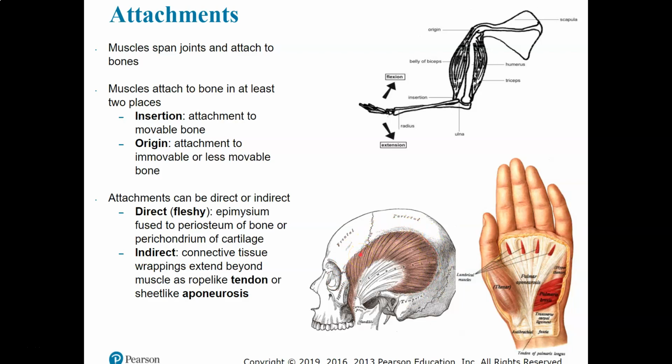Then we can have indirect connections where we have this connective tissue wrapping that goes beyond the muscle itself. And this can form into either a rope-like band called a tendon, or it can spread out into this sheet-like structure that we call an aponeurosis. So here we have the tendon, and here we have an aponeurosis.